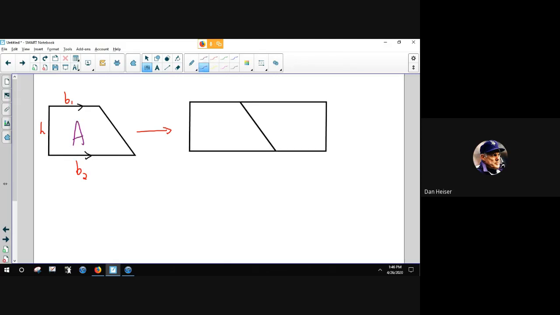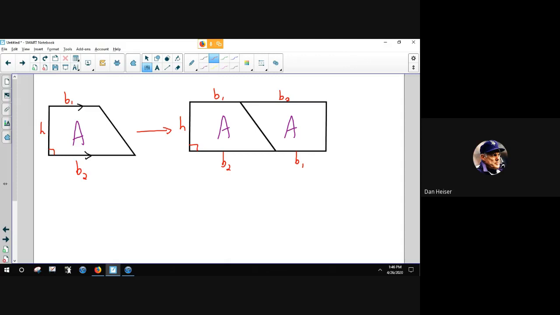So I will call this trapezoid A. Here's A again. Here's A again. It's copied. Here is our base 1. Here's our base 2. Here's our height. When I rotated it 180 degrees, base 2 and base 1 flipped. And now, because this was a right angle, this is a right angle still, I end up with a rectangle.